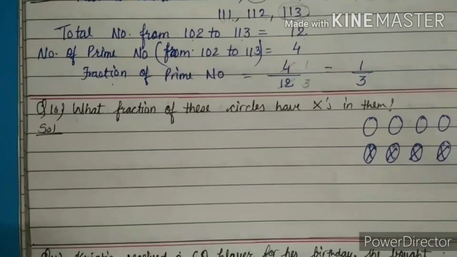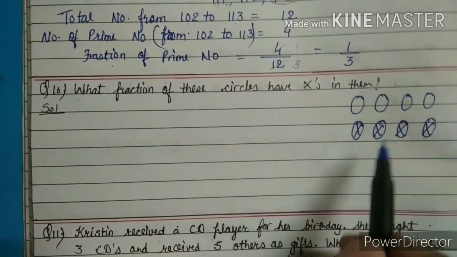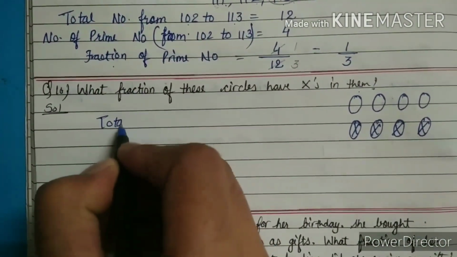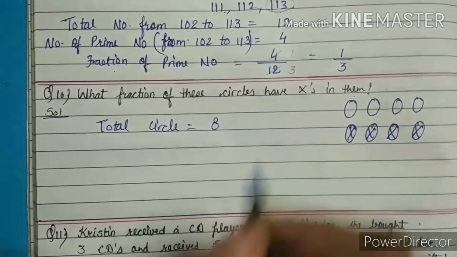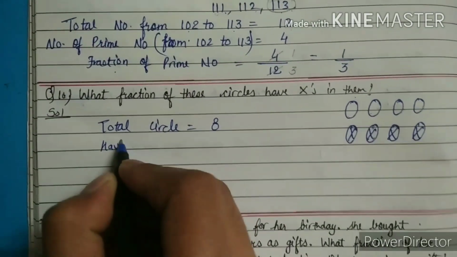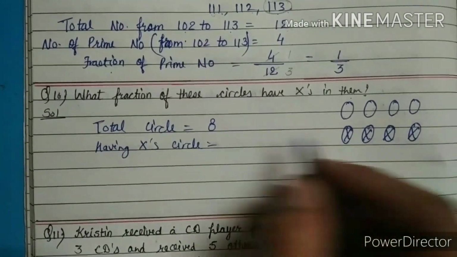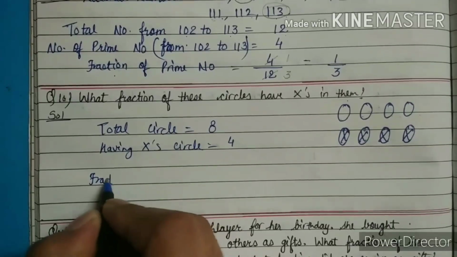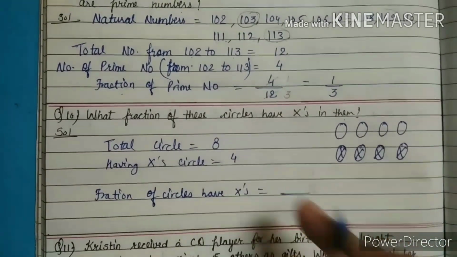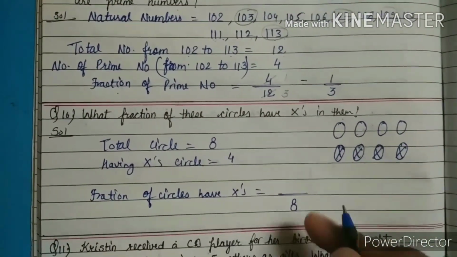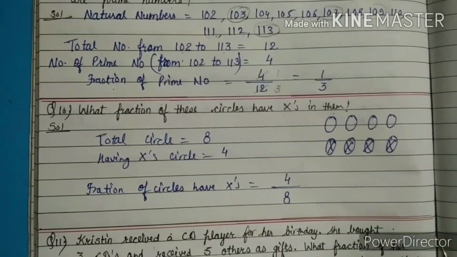Now question number 10. What fraction of these circles have x in them? Okay, so how many total circles are they? 1, 2, 3, 4, 5, 6, 7, 8. 8 are total. And having x circle, how many are they? 1, 2, 3, 4. So fraction of circles that have x. So firstly, what will come at the denominator? Always total will come at the denominator. And how many circles are having x? 4. So 4 will come here.